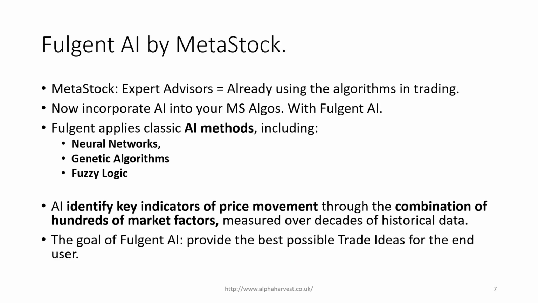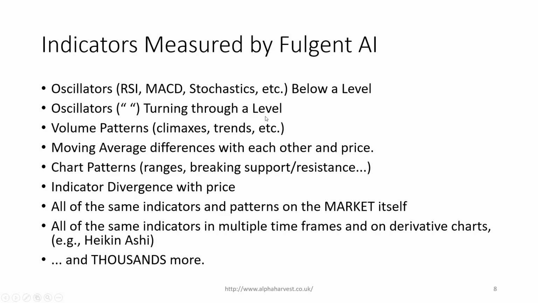So we deploy neural networks, genetic algorithms, and fuzzy logic to identify high probability trading strategies by using various technical indicators. For example, the classic collection of technical indicators has quite a few hundred, and a few thousand combinations you can make with these. Let's say oscillators, RSI, MACD, stochastics, volume patterns, moving averages over different time periods at different prices, chart patterns, breaking support and resistance, indicator divergence with price, all the same indicators and patterns on the market itself versus the stocks, and how the stocks react to the market, different settings, etc.